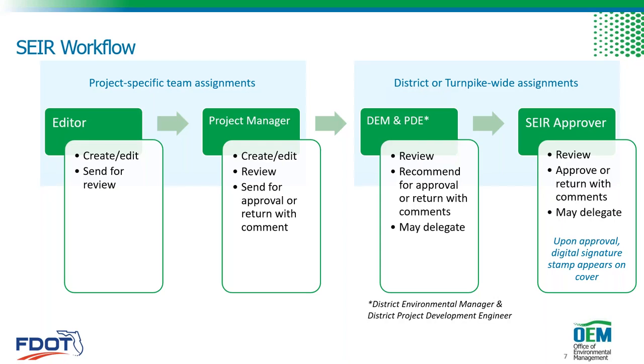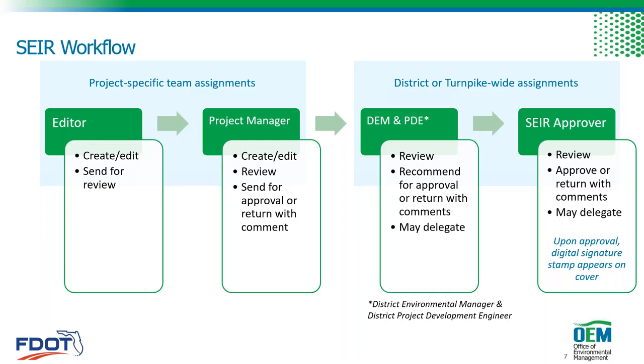They are people who are helping to build and review the SEIR, getting it ready for the managers. The project manager could also create one themselves and edit. They also review it and send it for approval when they feel it's ready. When they send it for approval, it first goes to both the district environmental manager and the district project development engineer. They will review it and certify it, recommending it for approval. These positions may delegate their authority to other users in SWEPT as needed.